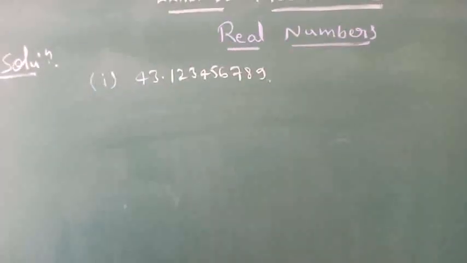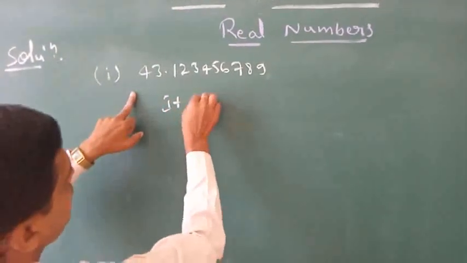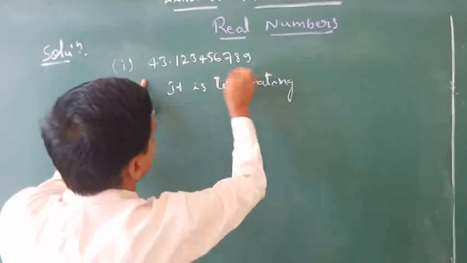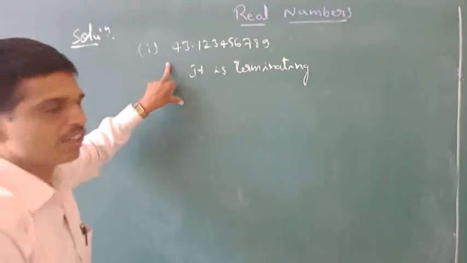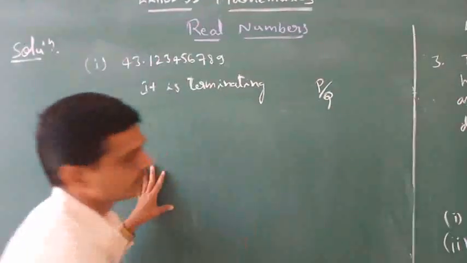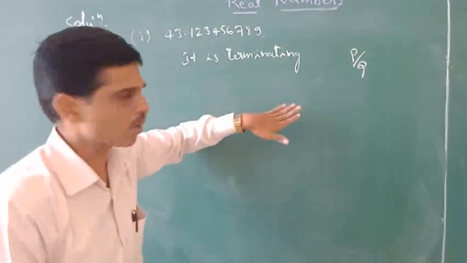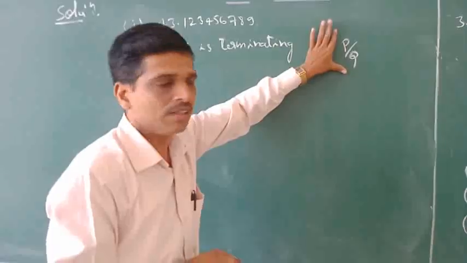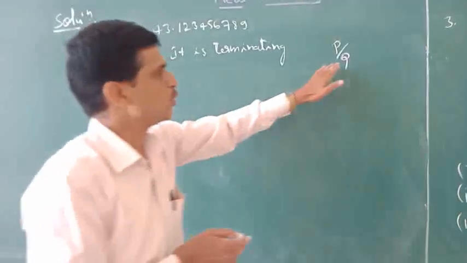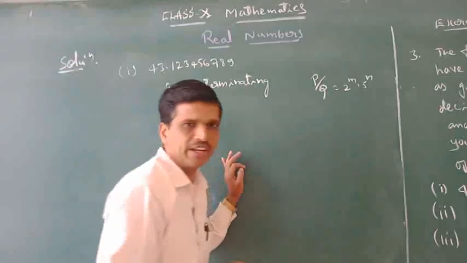43.1234567, consider any number other than this also. Whatever the decimal, it is terminating. Why is it terminating? If we express this given number in p by q form, as I showed in the previous exercise problems, the number comes in the form p by q. If it is a terminating decimal expansion, q should be expressed in the form of 2 to the power of n into 5 to the power of n, or 2 to the power of n and 5 to the power of n.